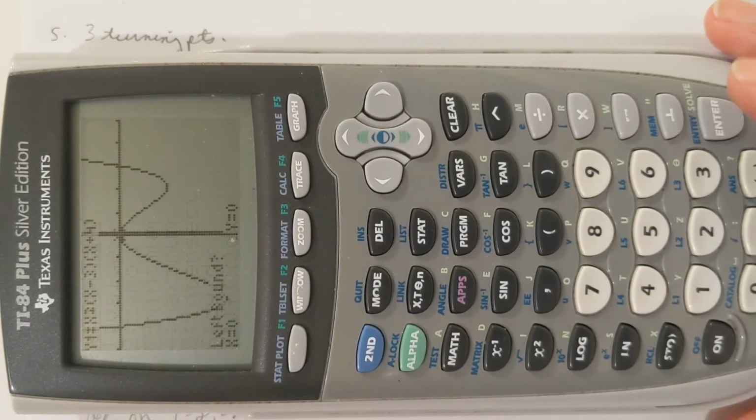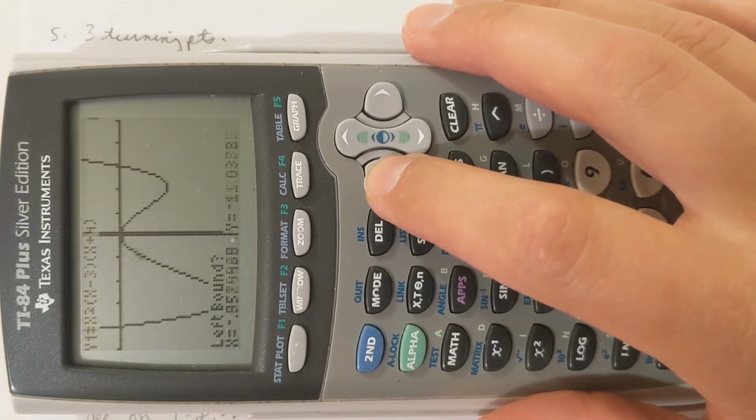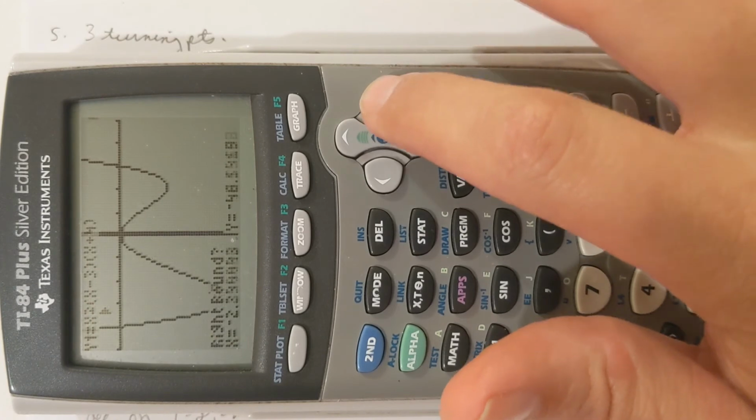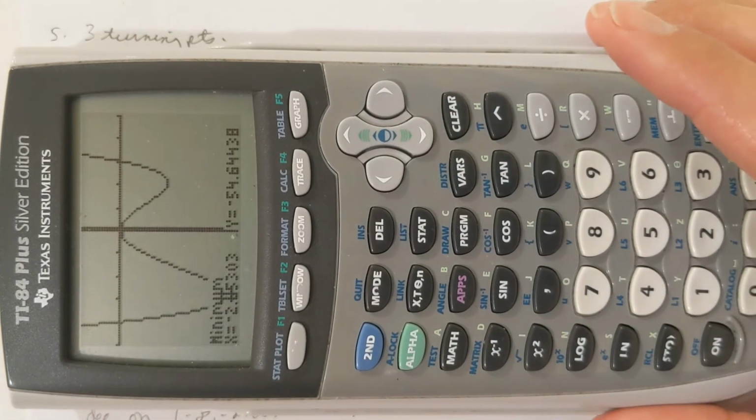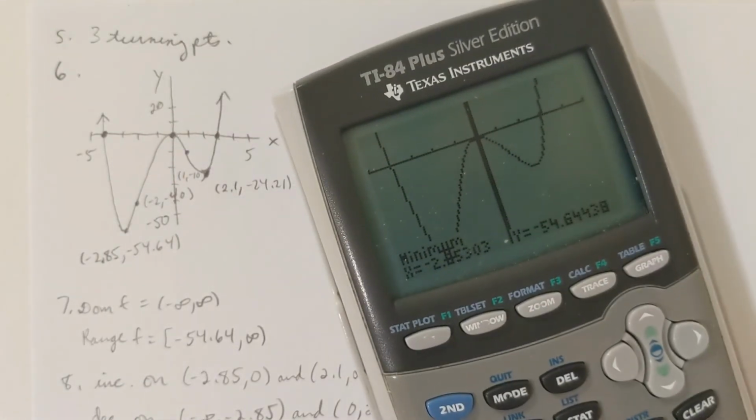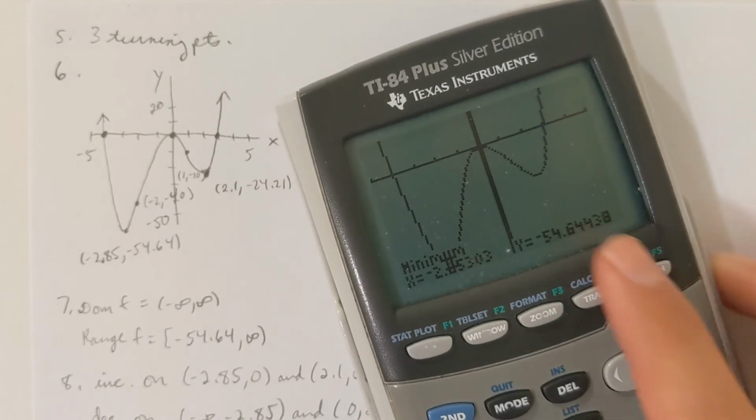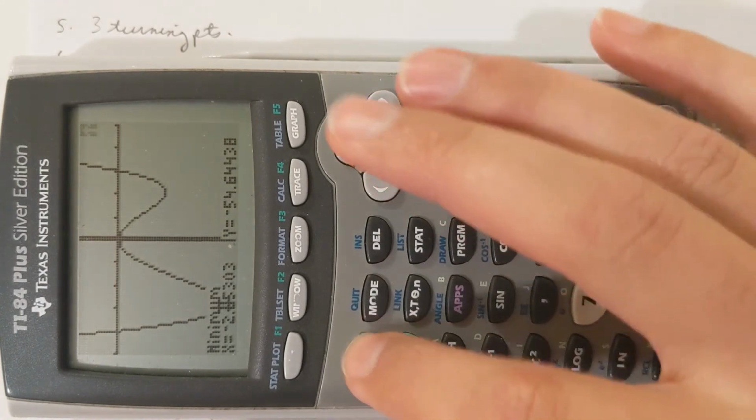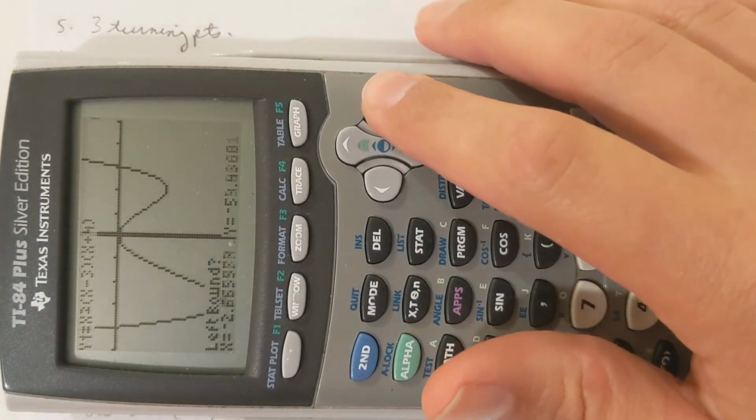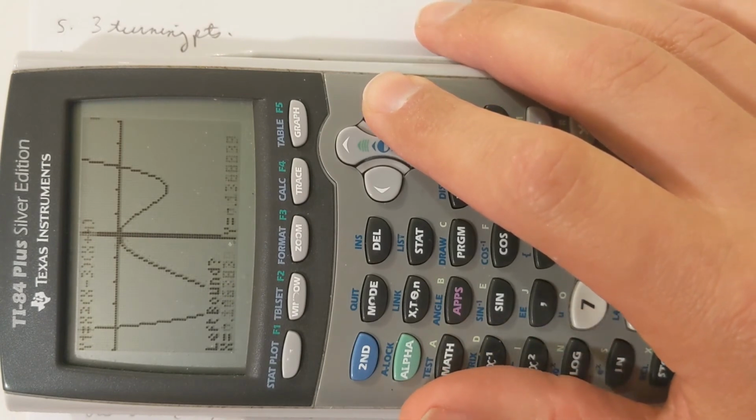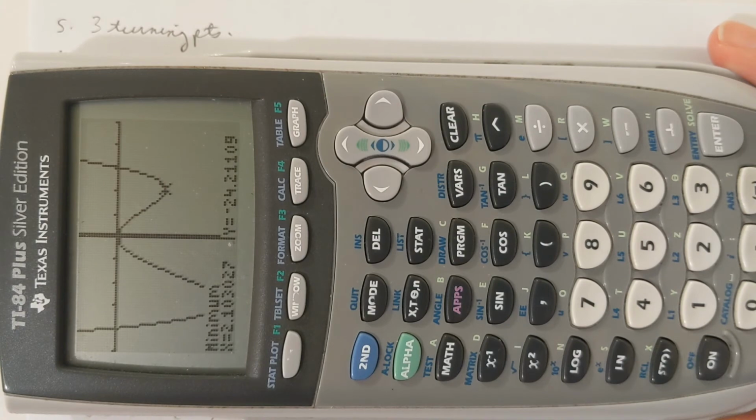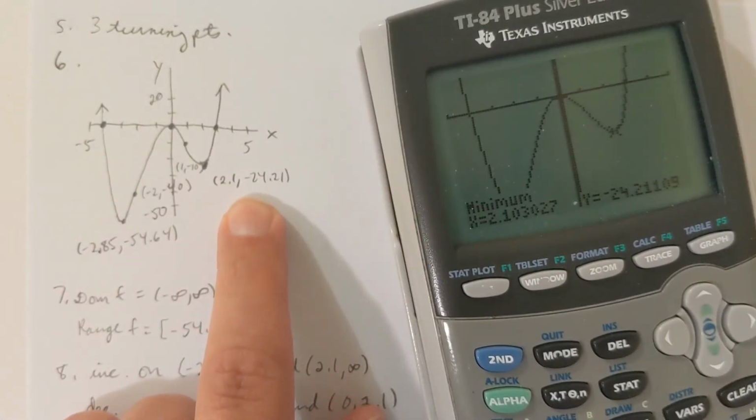Okay, and so I've got to find the min. Let's get the min first. Okay, the two mins. Okay, so negative 2.85, and then negative 54.64. It's right there. Okay, let's get this one next. 2.1 and then negative 24.21. Okay.